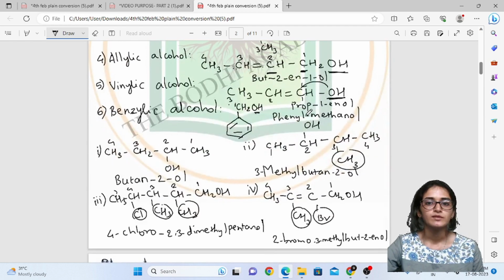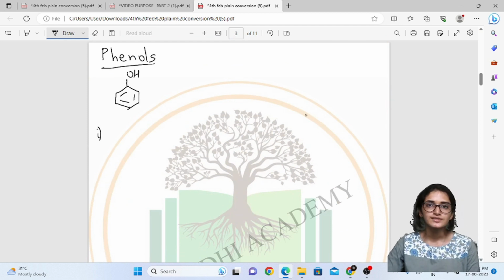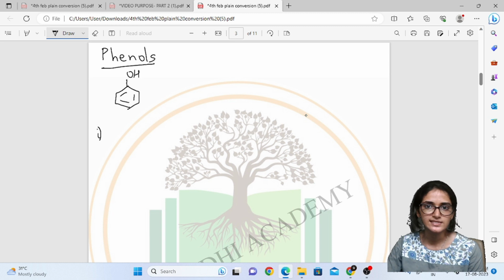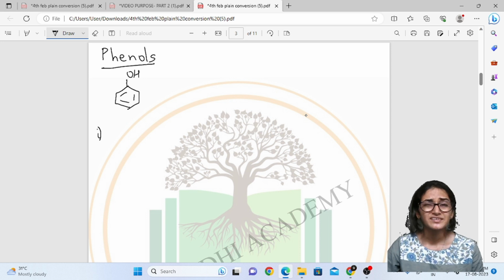So this is all about the alcohols. Next we will go to phenols. Now what is phenol? Whenever there is a benzene ring and attached to that there is an OH group, it is called phenol. Okay. So there are no such classifications of phenol. We will just take some examples and see how to write the names of the phenol.